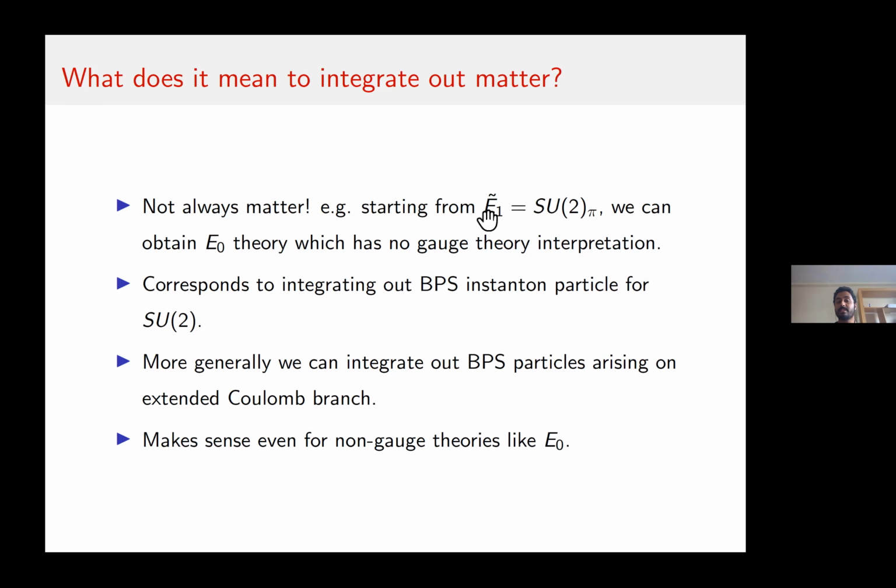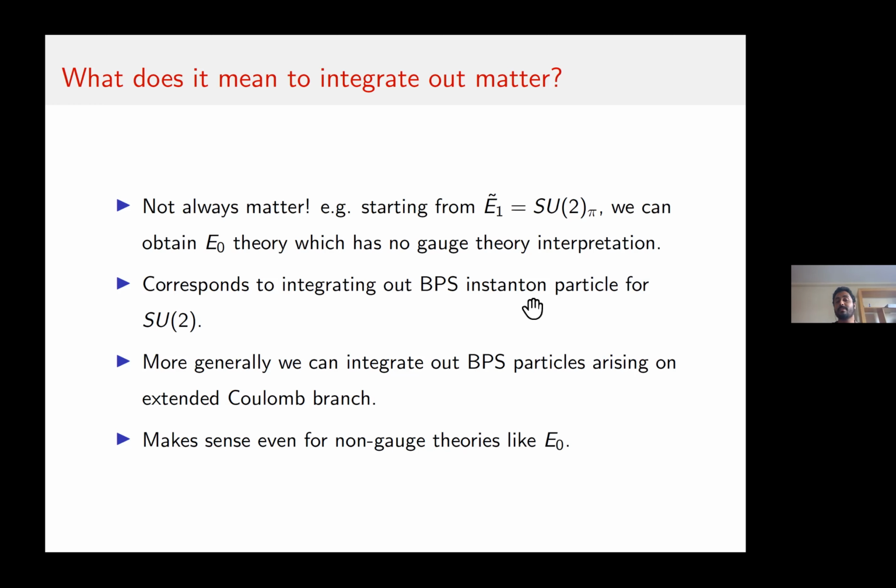So starting from this E1 tilde 5D SCFT, we can obtain the E0 theory, which is another 5D SCFT, by doing a similar kind of RG flow. But now you notice there was no matter to start with, so you're not integrating out matter. Instead, what you're integrating out is the BPS instanton particle of SU(2). So this E0 theory also has no gauge theory description because you have integrated out this instanton. So there are these non-gauge theories as well, which lead to 5D SCFTs.